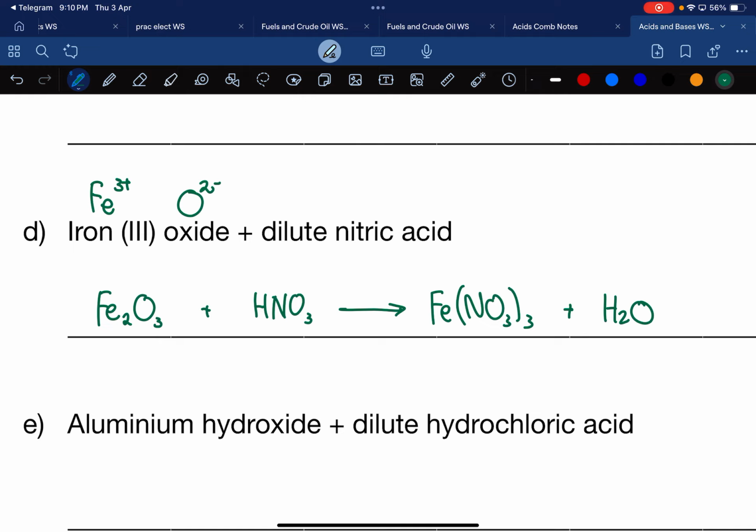Okay, how will you balance this? Have you balanced it already? You got 2 Fe's. Put a 2 here first. Then how many nitrates do you have? You have 2 triplets, so you got 6 nitrates, which means you need 6 of HNO3.